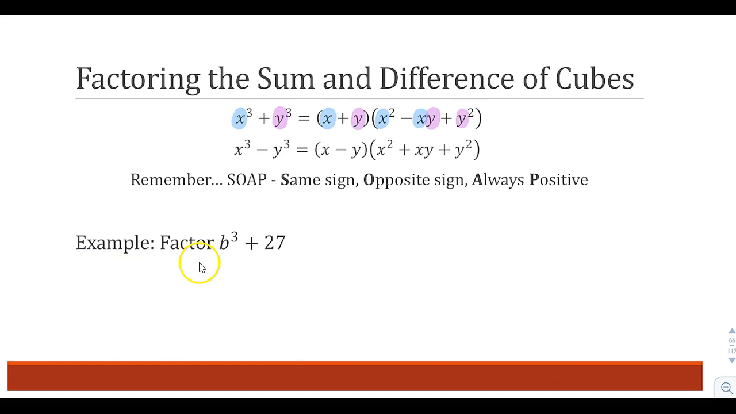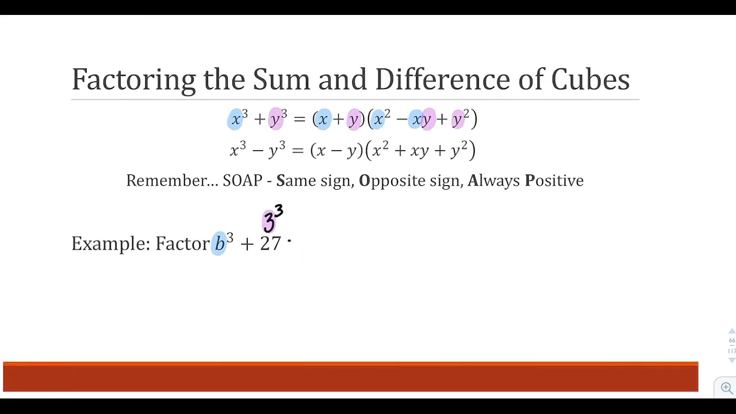Let's go ahead and take a look at this example. We're going to factor b cubed, so I have a perfect cube, plus 27, which is also a perfect cube. It's 3 cubed. So I have my b, and my second value is 3, that's being cubed. And then we'll go ahead and apply the formula. So we're going to keep the same sign, it's addition. We're going to add the two quantities together, b plus 3.